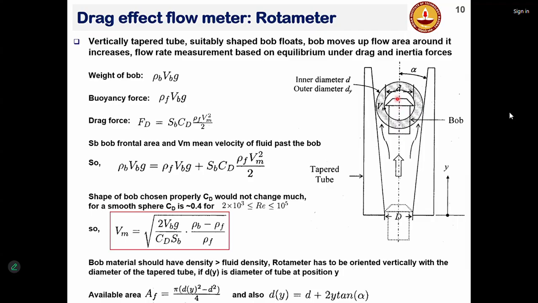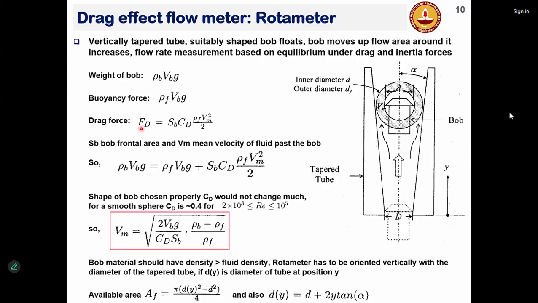Now, we can look at what are the forces acting on this bob and do a force balance. First is the weight of the bob. The weight of the bob is basically m into g. The mass of the bob is the density of the bob material into the volume of the bob, so the weight is rho b into Vb into g. The buoyancy force that the bob would experience would be basically the density of the fluid, rho f, into the volume of the bob into g. So this is basically the buoyancy force.